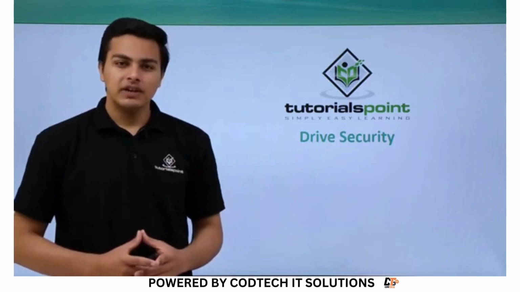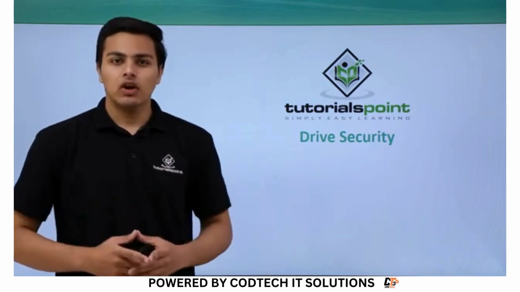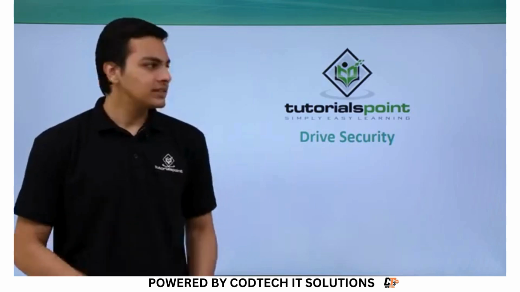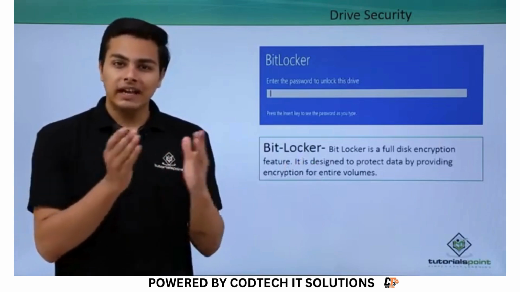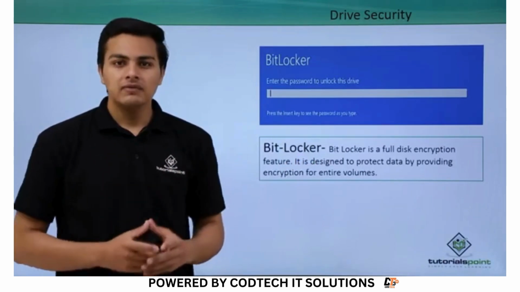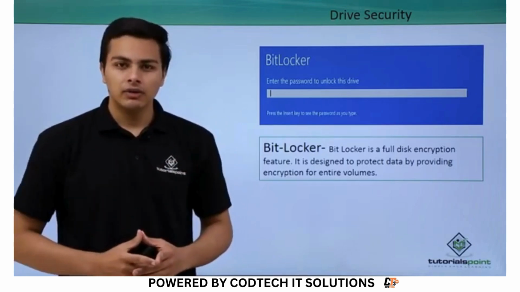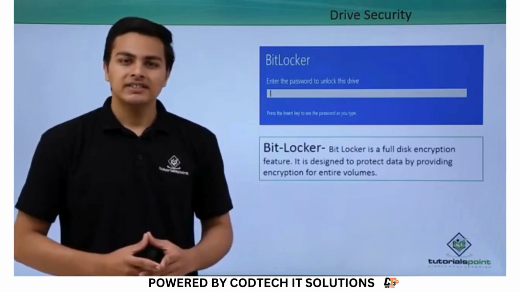Hello everyone, in this video we'll talk about how we can secure our Windows data and how we can secure our Windows hard drive. There is one utility in Windows called BitLocker. We can use this utility to encrypt the entire hard drive, or even only our data, and we can also add a password to protect it. Now let's see how we can use BitLocker in our system.